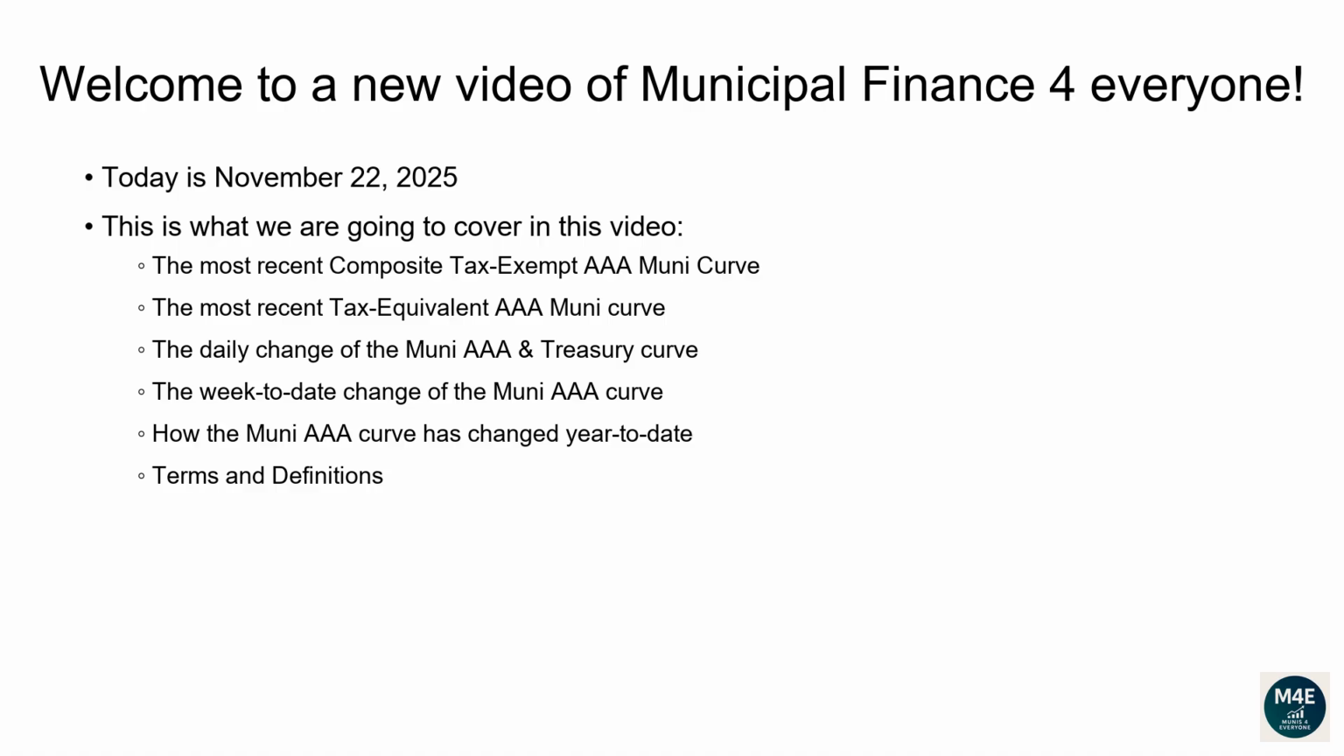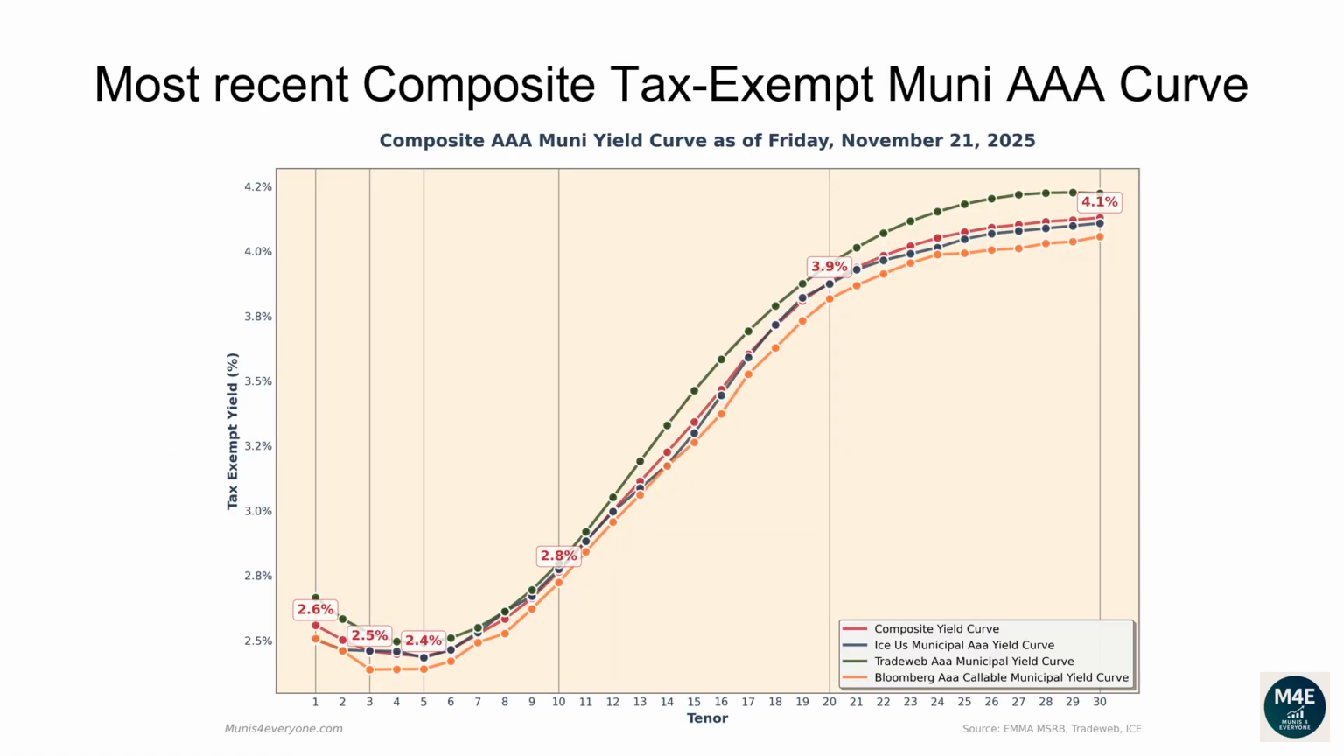Terms and definitions. Let's go over the most recent composite tax-exempt Muni AAA curve. The following composite tax-exempt yield curve is based off the most recent ICE, TradeWeb, Bloomberg yield curves that are available on the MSRB website, plus some proprietary extra adjustments, as of November 21, 2025.